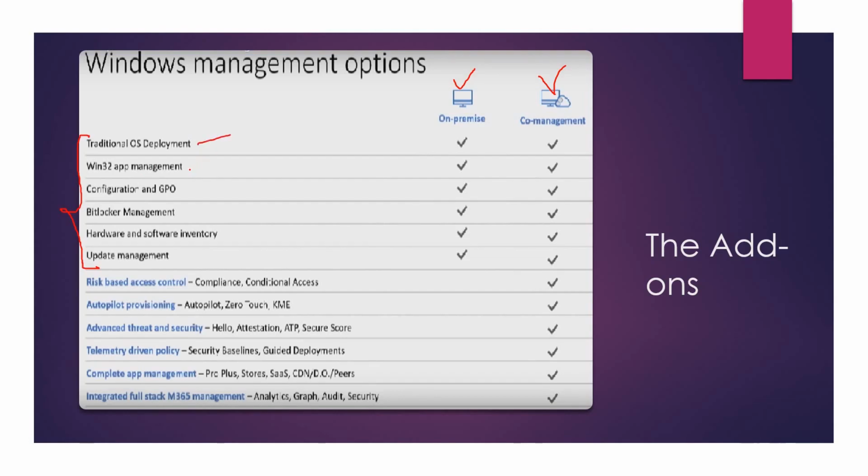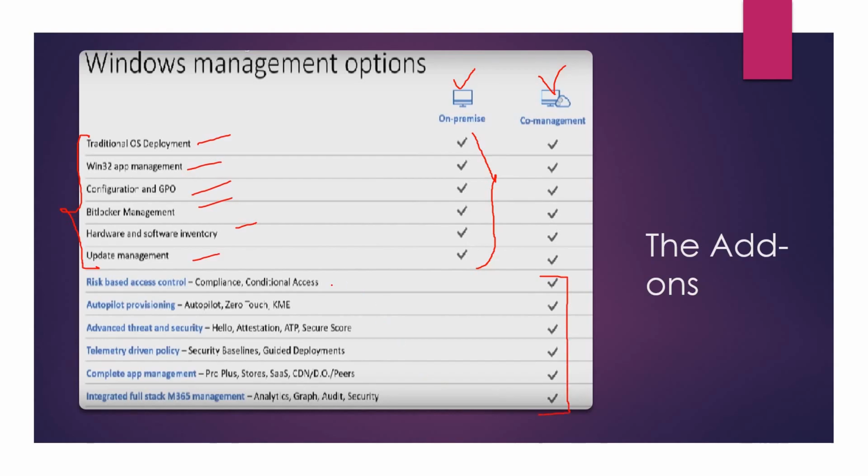We could do an OSD deployment, we could do management of Win32 apps, configure and deploy GPO, BitLocker management, hardware and software inventory, update management. So these are all the things that we could traditionally do when a device was being managed via SCCM. However, once we get our device co-managed, then these functionalities are still there, but along with that, we get a new set of added benefits.